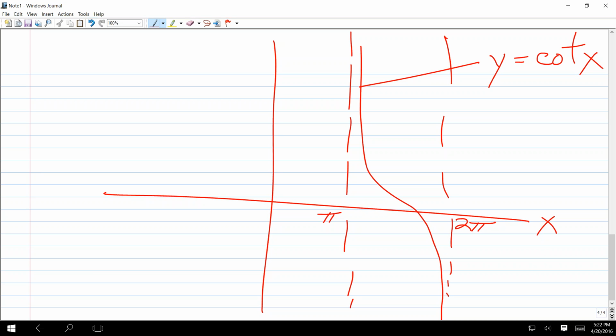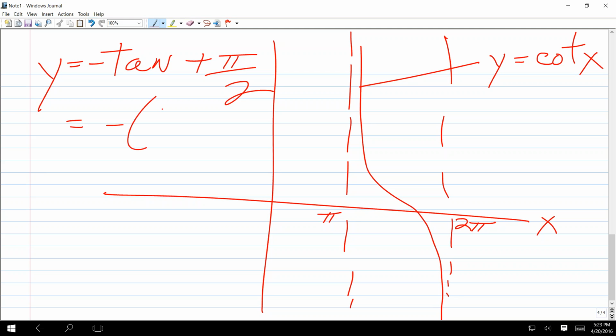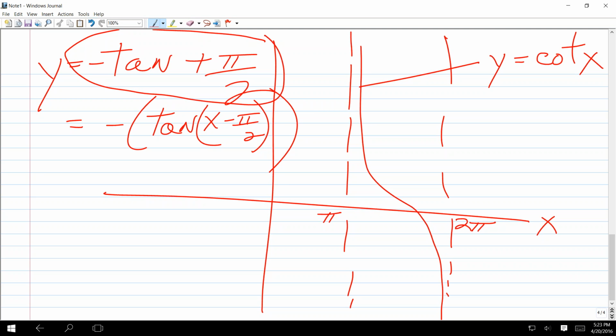Well, when you say plus, I hope you're putting that in parentheses. In other words, yes and no. It's not negative tangent plus pi over 2 like that. It's negative tan of x minus pi over 2 inside the parentheses like that. In other words, this is a horizontal phase shift. Whereas if it's outside like that, it's a vertical shift. So be careful about that.